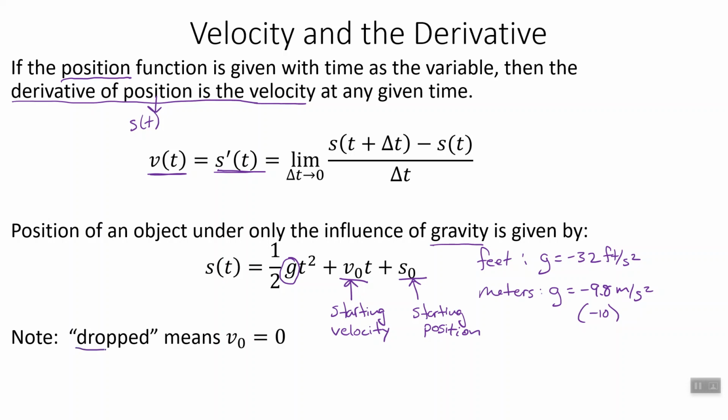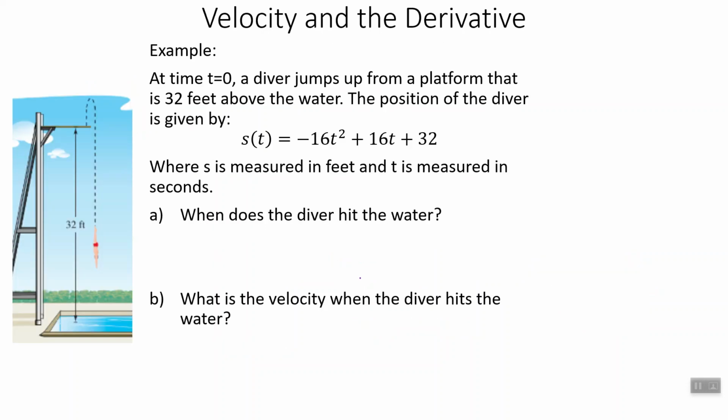If we hear that something is dropped, that means the velocity to start is 0. So if we drop something from a certain height, it will have that starting height. This term will just cancel out. It will go away. Let's take a look at an example here.